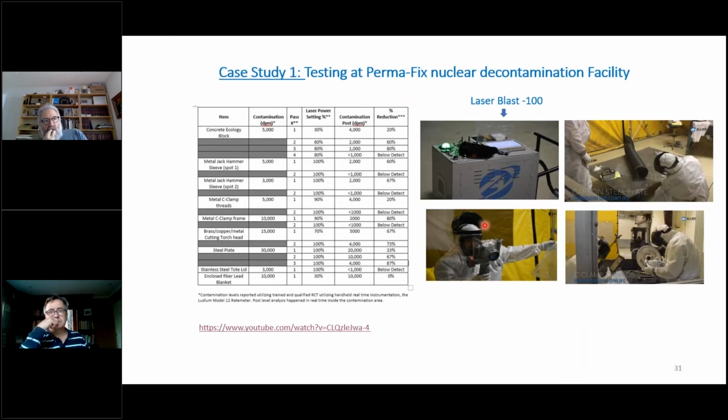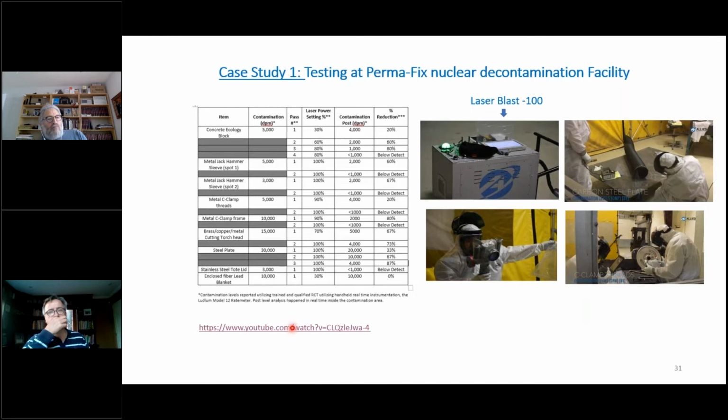There, basically our system was brought in, and they defined a negative pressure area where they routed the fiber optic and the laser head into the negative pressure area, whereas the box, the engine of the system, was kept outside of the negative pressure. And here you can see engineers are working to clean different radioactive objects.